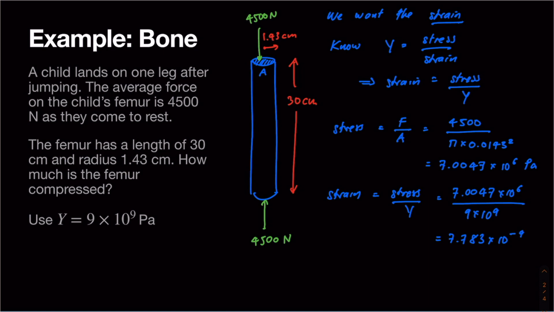So finally, we know that my strain is equal to my change in length over my overall length, which means my change in length is equal to L times the strain, and that will be 30 centimeters or 0.3 meters times that number, 7.783 times 10 to the negative 4, which gives me a change in length of about 2.3 times 10 to the negative 4 meters, or about 0.23 millimeters.